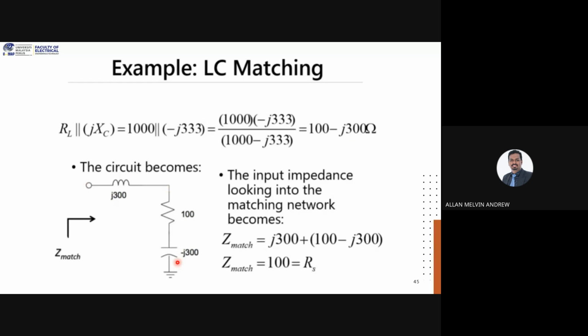Once it's in series, it's easier for you to do the calculation. The input impedance looking into the matching network becomes j300 plus 100 minus j300. Once you solve this, we know that the impedance that we need is 100. We call it RS. Sorry, RS equals RL. RS is the source.